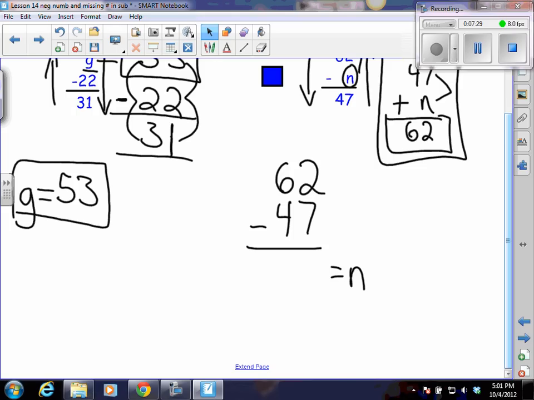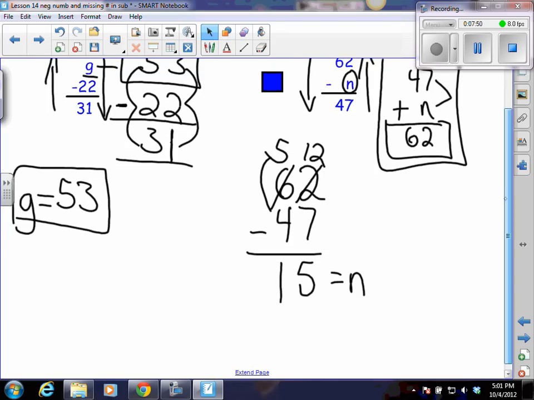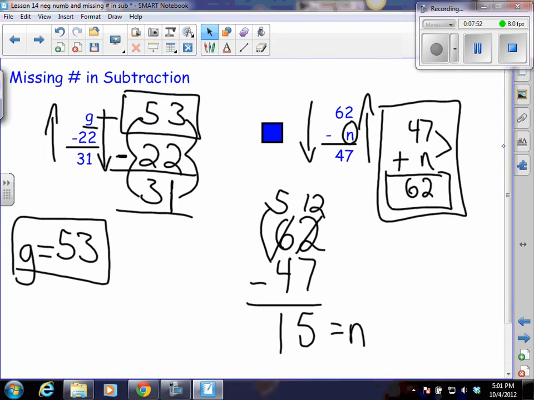And so 2 minus 7, can't do that, so we're going to borrow from the 6. That's going to become a 5. Our 2 is going to become a 12. So 12 minus 7 equals 5. 5 minus 4 equals 1. So n equals 15. And of course, we can double check our work by plugging it into either one of these problems and seeing if it works out.